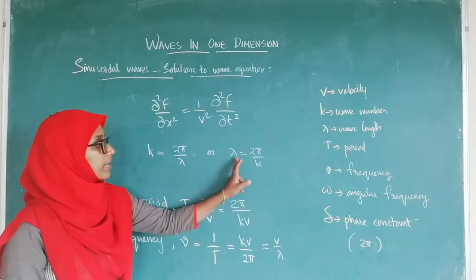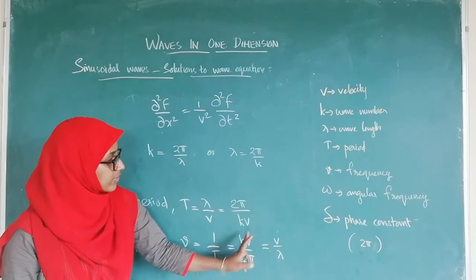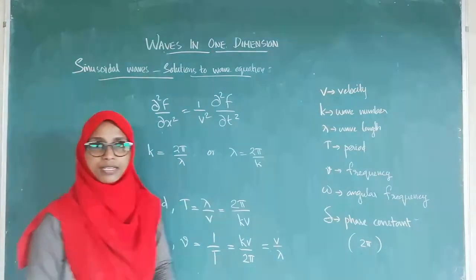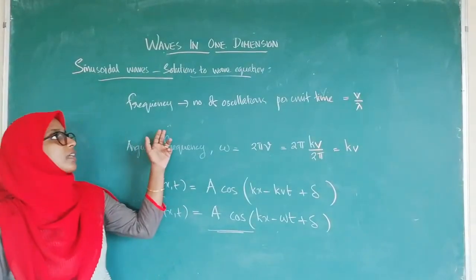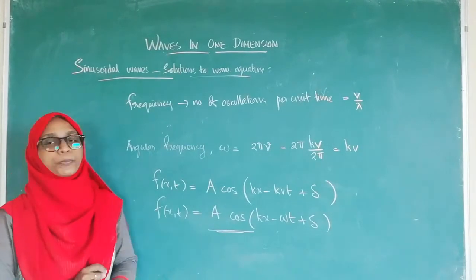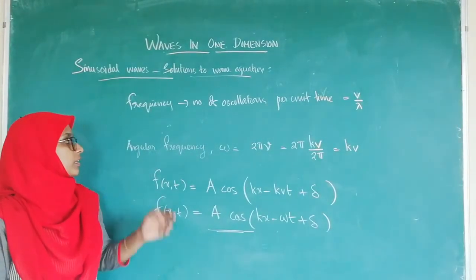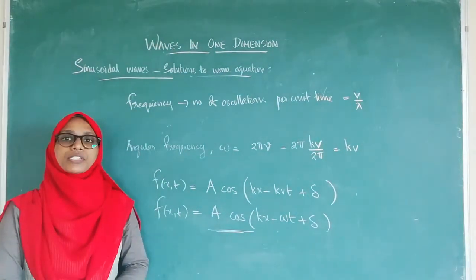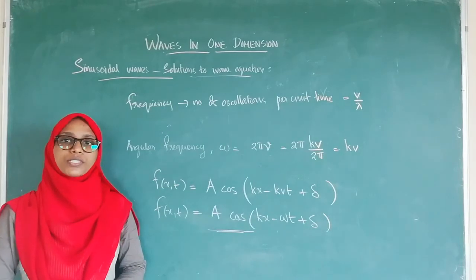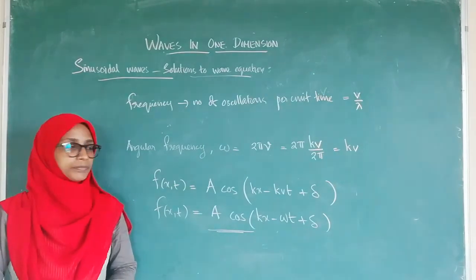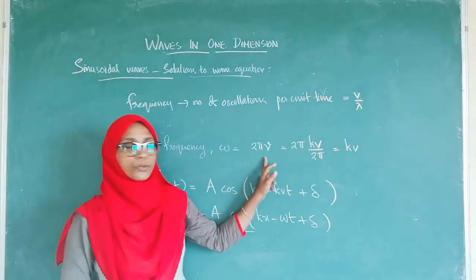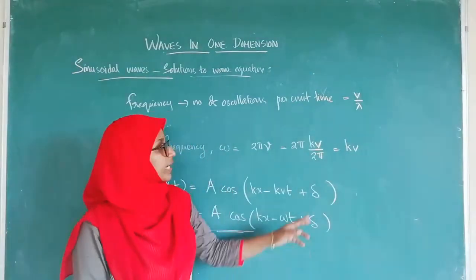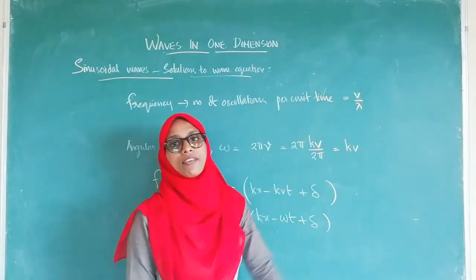And also we know lambda is equal to 2 pi by k, so I have substituted k by 2 pi as 1 by lambda. Frequency is the number of oscillations per unit time, which we obtained as v by lambda. Now we know the angular frequency omega, which is the same quantity we consider in uniform circular motion, the angle swept out per unit time. Angular frequency omega is equal to 2 pi nu, that is 2 pi into kv by 2 pi, which is equal to kv. Now we can substitute this omega instead of kv in the wave solution.